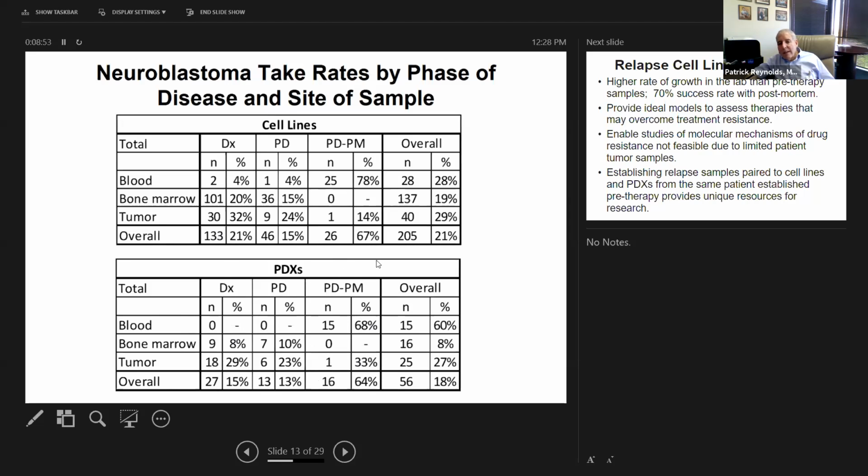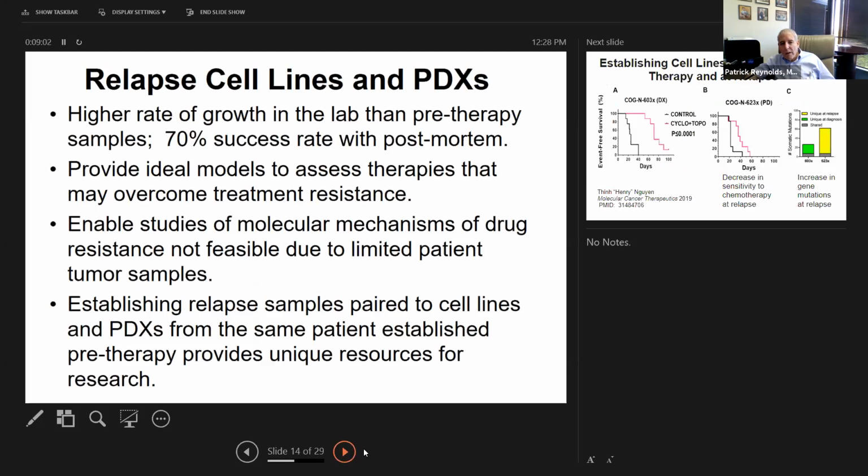And again, these I think are the ones we want to focus on if the idea is not just studying the biology of the cancer itself, but understanding therapy resistance and what kind of drugs will work. Now, relapse cell lines and PDXs, as I mentioned here, have a higher rate of growth, almost 70% success rate with postmortem samples. These are ideal models for studying therapy and ways to overcome that resistance.